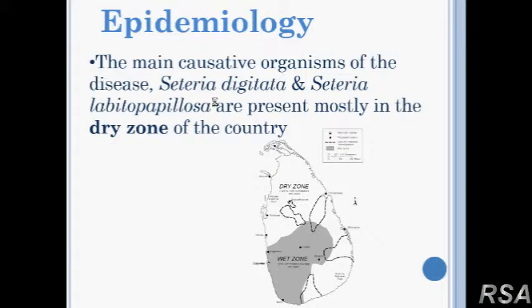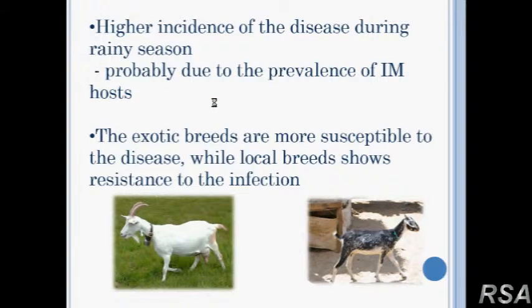Epidemiology: the main causative organisms of the disease, Setaria digitata and Setaria labiatopapillosa, are present mostly in the dry zone of the country in Sri Lanka. Higher incidence of the disease during rainy seasons, probably due to the prevalence of the intermediate host. The exotic breeds are more susceptible to the disease, while local breeds show resistance to the infections.